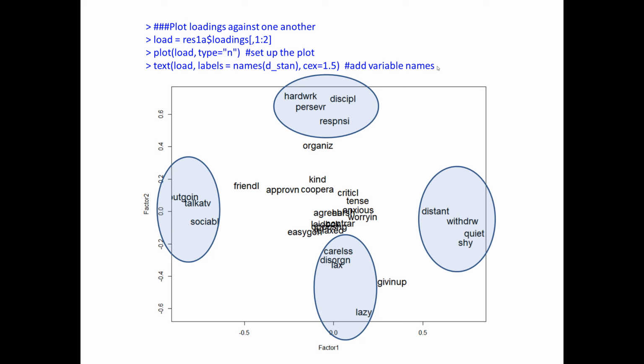So I put circles around the variables at the extremes of factor 1 and 2 just to make the change more visible. We see variables sociable and shy load heavily on factor 1. Variables like hard work, responsibility, and negatively lazy load heavily on factor 2.